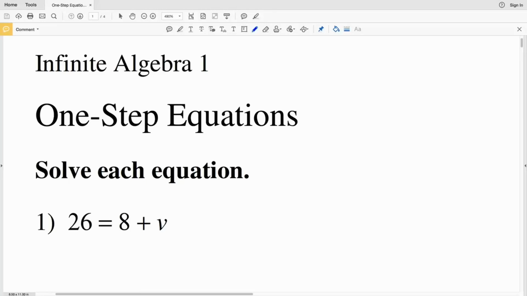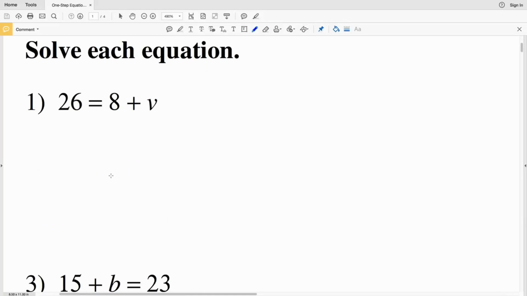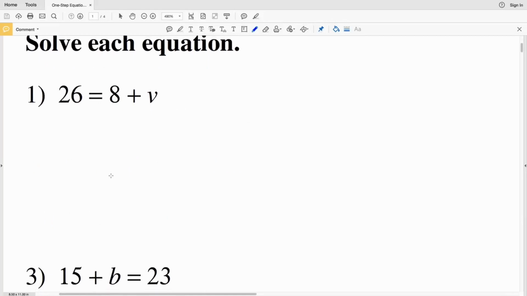In this video, we're going to start on the Infinite Algebra 1 free worksheets from Kuta Software. We're going to do the one-step equations, and we're going to do numbers 1 through 14. Our directions for this worksheet is to solve each equation.